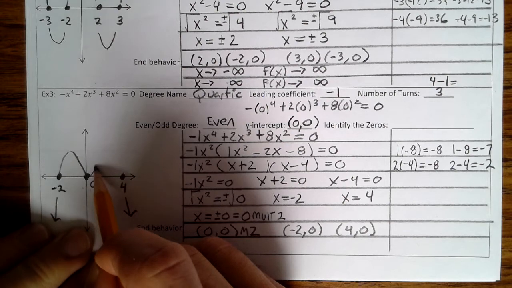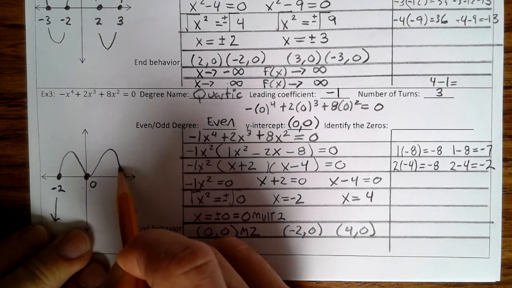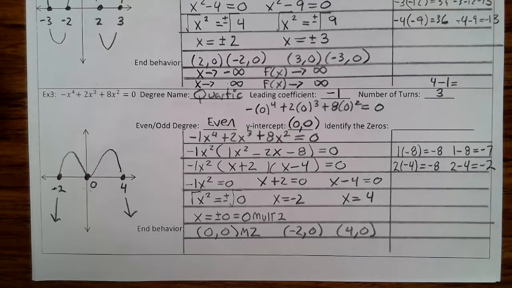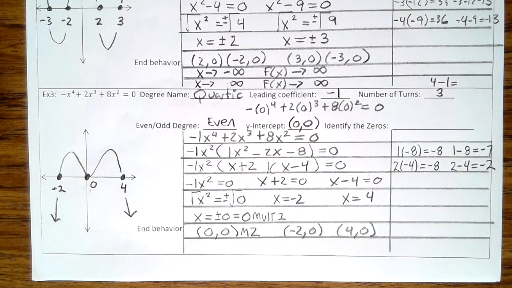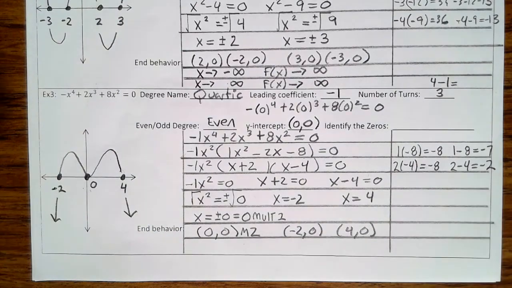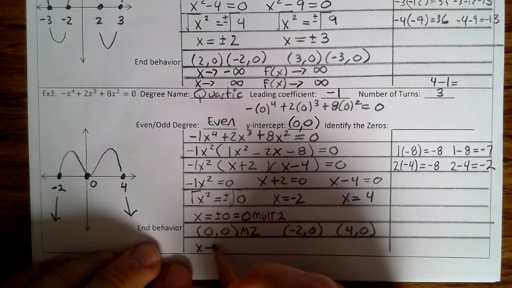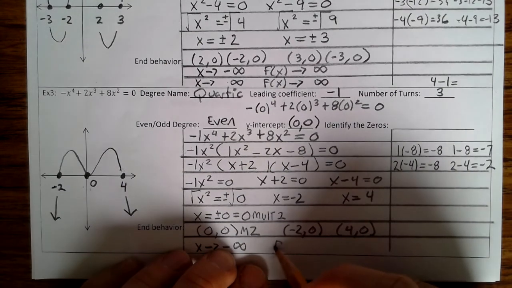Now, end behavior. So as x approaches negative infinity, f of x approaches negative infinity. So it means as it goes left, it goes down. And as x approaches positive infinity, means it goes right, it goes down.